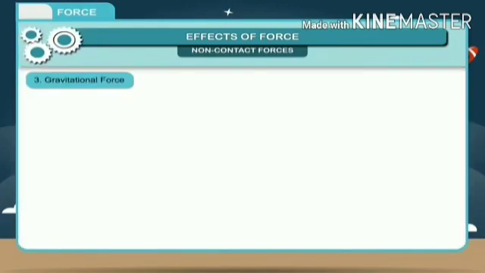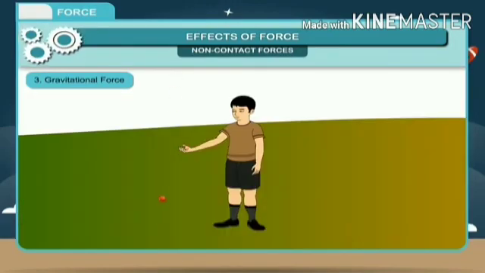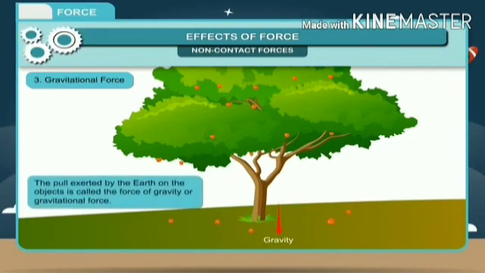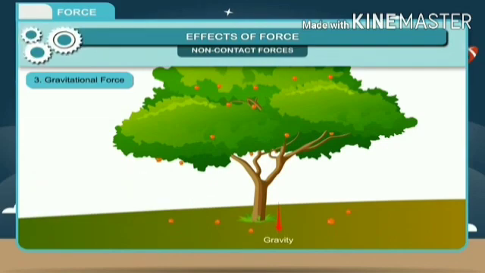3. Gravitational force. Whenever an object is thrown vertically upwards, it comes down to the earth. Mangoes falling from a tree always come down. Why can they not go up? This is because the earth pulls all objects towards its center. The pull exerted by the earth on objects is called the force of gravity or gravitational force. The force by which an object is attracted towards the earth is called its weight. So, weight can be defined as the force with which a body gets attracted towards the center of the earth.